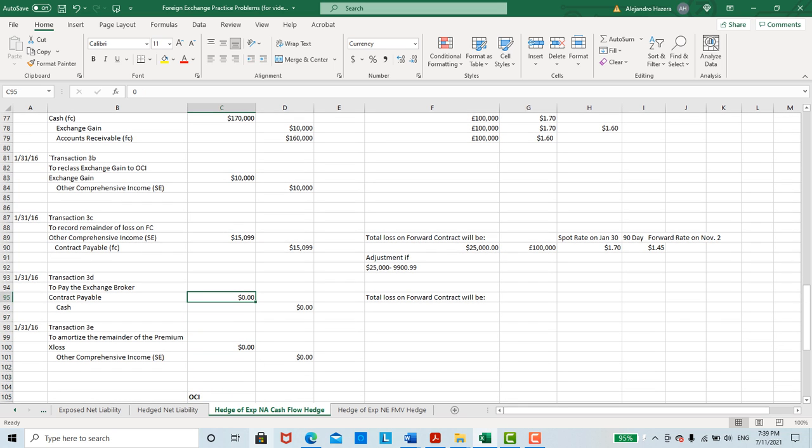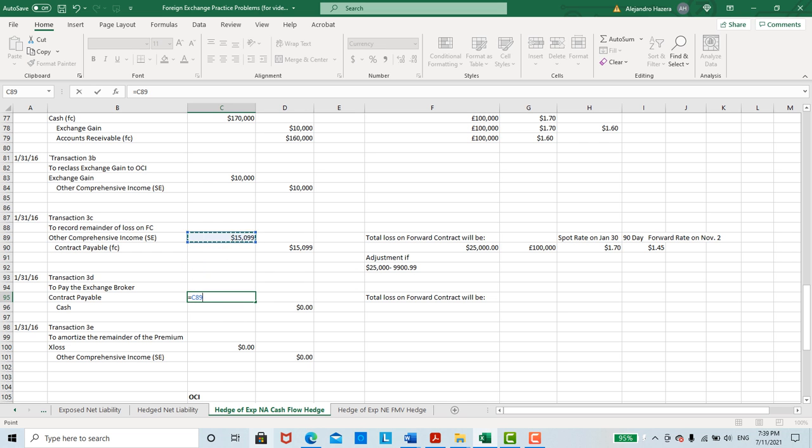Then, keep in mind, we're still sitting on these $170,000 worth of foreign currency right here. What we're going to do is pay the exchange broker. We're not going to show that we're paying him $170,000. When we pay this thing, we're going to show the value of the contract. The value of the contract is going to be equal to the $25,000.